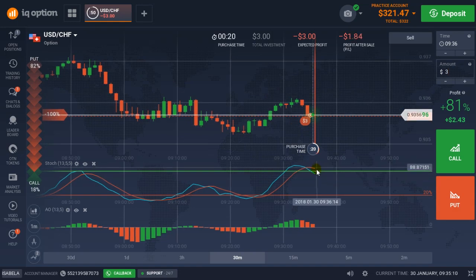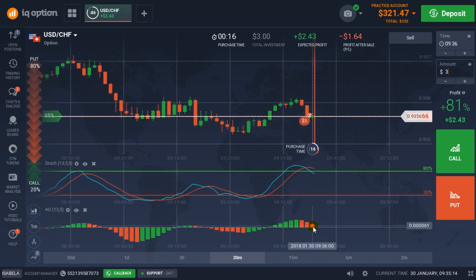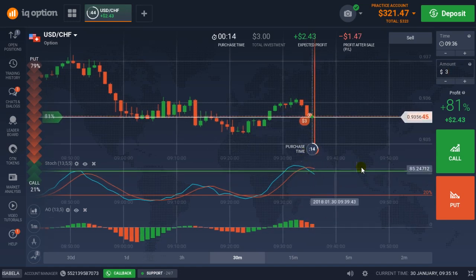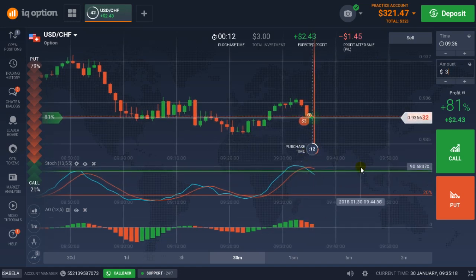Okay, so for me this is a big enough separation. Red line crossed below the 80, I'm in a put trade.